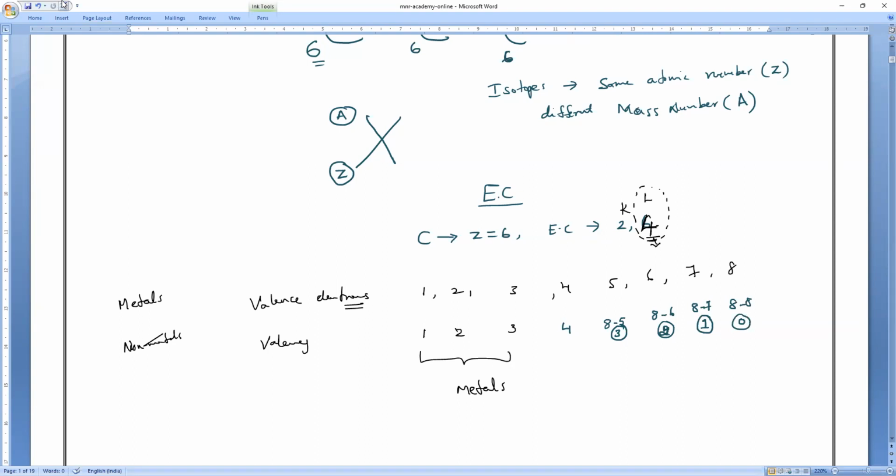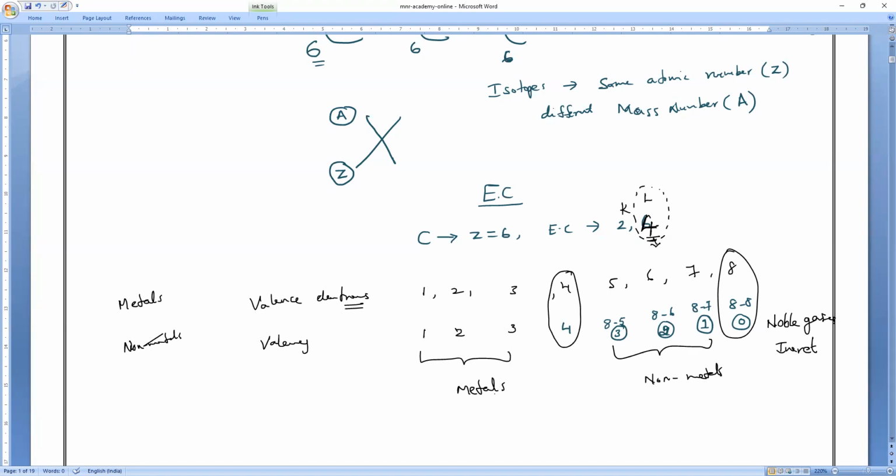So if 8 electrons are there in the valence shell, valency is 0, and we used to call these noble gases or inert gases, or we can say stable gases or unreactive gases. And these 5, 6, 7 are called non-metals. But of course, in the middle, the non-metals also have a valency of 4.